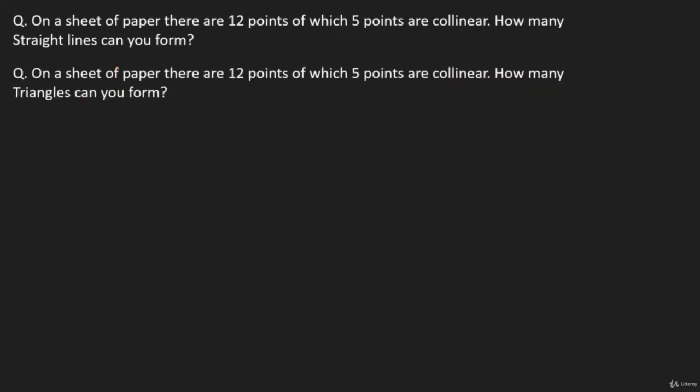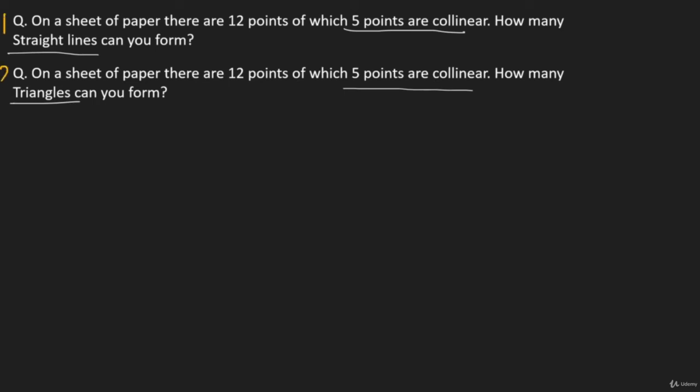Let's do these two questions. On a sheet of paper, there are 12 points, of which 5 points are collinear. Alright, how many straight lines can you form? And the second question is, on a sheet of paper, there are 12 points, of which 5 points are collinear. How many triangles can you form? Alright, pause the video, give it a try, and then we'll do it together. Alright, we are back. I hope you have given it a try.